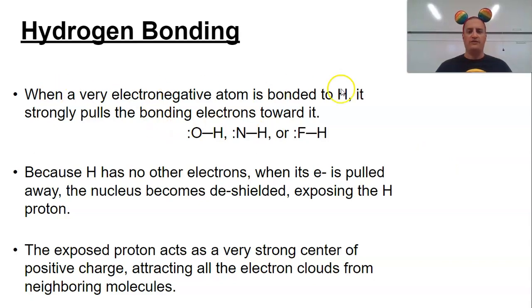So very electronegative, it's going to have the electrons really pulled towards it, meaning the hydrogen doesn't. It's got no other electrons, so it becomes very positive. The nucleus becomes deshielded, exposing the hydrogen proton. Very strong center of positive charge, attracts electron clouds from everything else. So this is the main reason and explanation of why this has such a big impact.